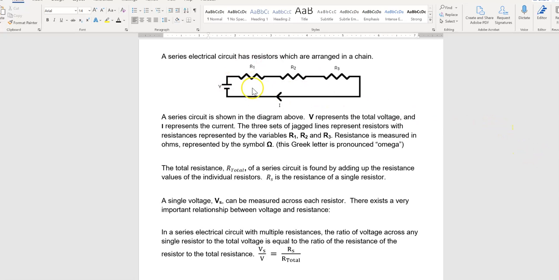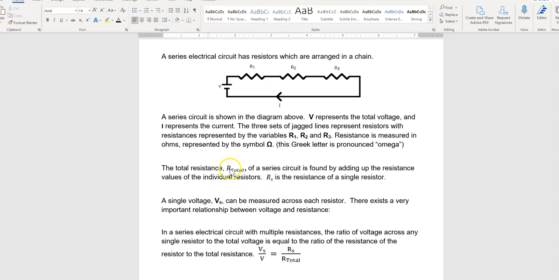So this is a picture of an electrical circuit, and everything I'm saying is right here. V is the voltage. And then these R1, R2, and R3, which we could really say are R sub 1, R sub 2, and R sub 3, are three different resistances. Resistors placed in a row, and resistance is measured in ohms, for which we use the Greek letter omega. And then you have I down here, which represents the current.